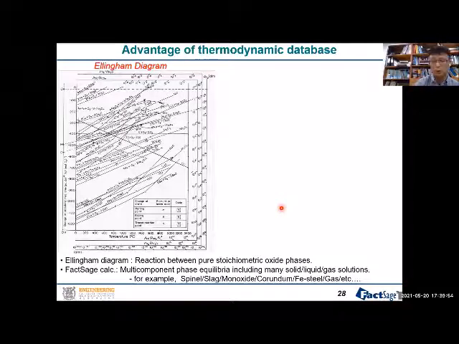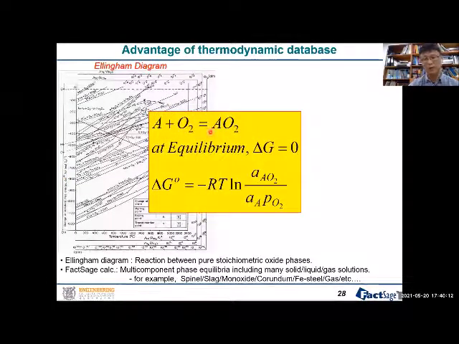So if you have the thermodynamic database, what can we do? This is the Ellingham diagram I showed you before. The Ellingham diagram is a very nice diagram, but the Gibbs energy here, delta G naught, is between the pure species. As I showed you before, when you have a chemical reaction like this at equilibrium, you have to consider the activity. If this is not the pure material anymore, then you have to know the activity coefficient and activity. By knowing this, you can calculate very complex chemical equilibrium.